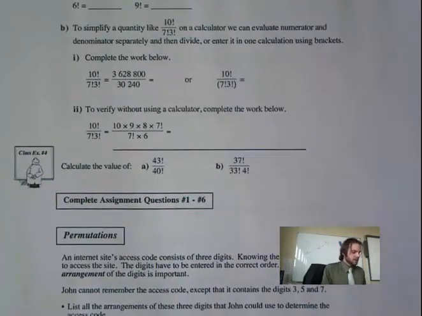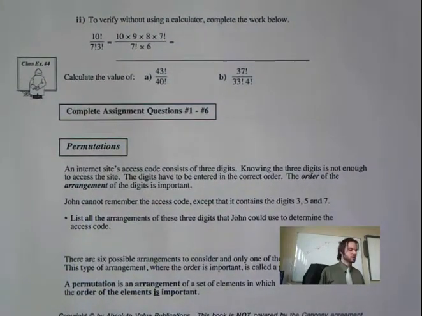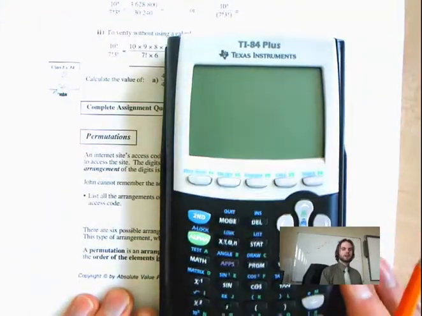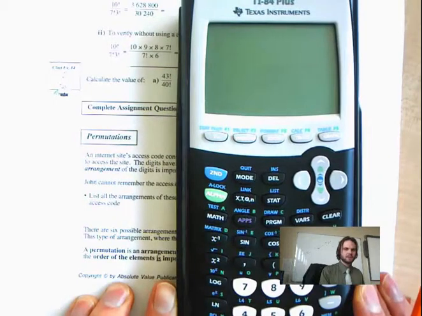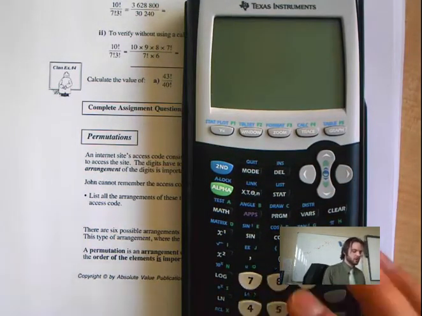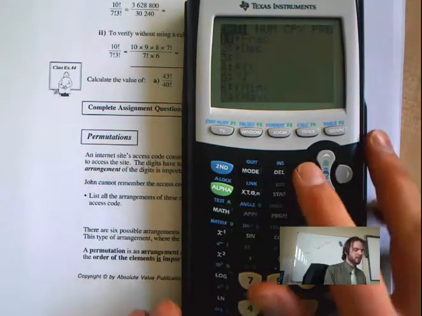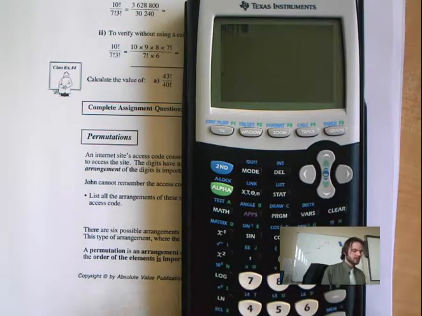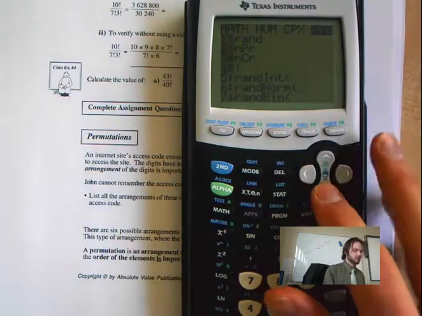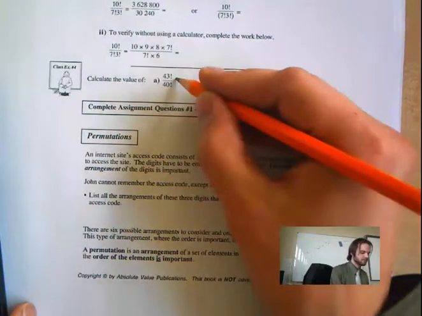So, let's take a look at this next one. We could also do factorial notation on a calculator, which can make things faster. So I'm going to take my trusted calculator here, and this first one wants us to do 43 factorial divided by 40 factorial. So we go 43, math, factorial, divided by 40, math, factorial, enter. That gives me 74046.